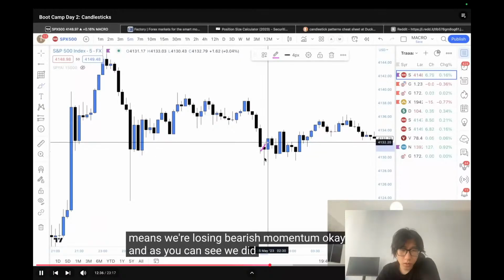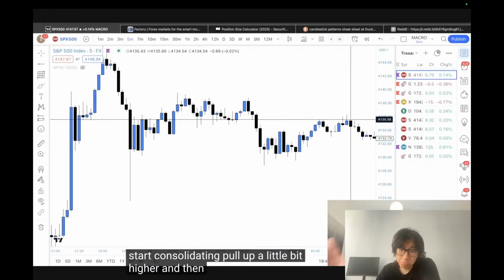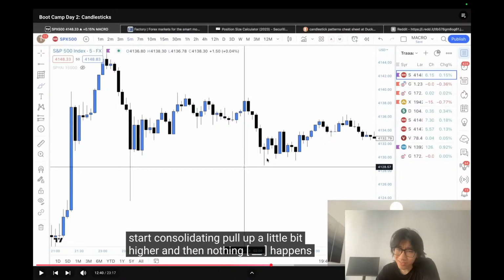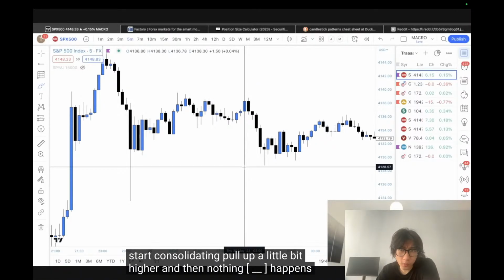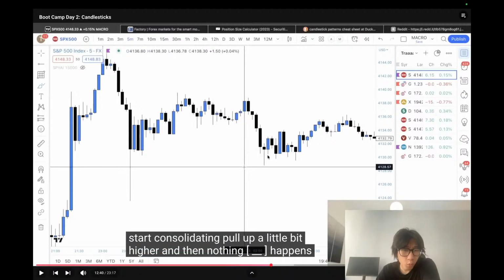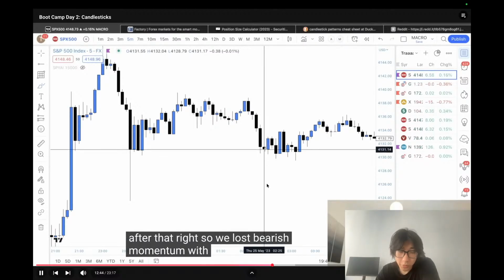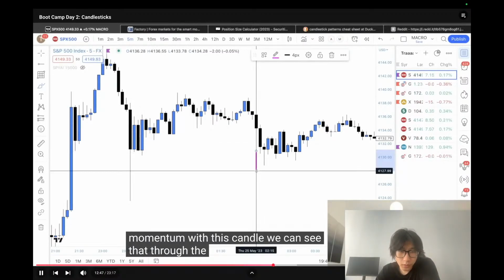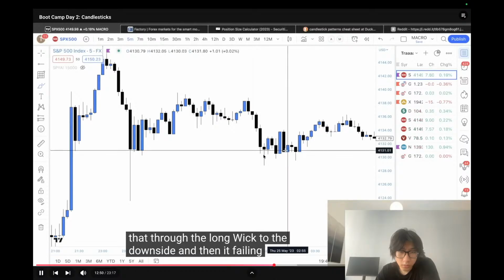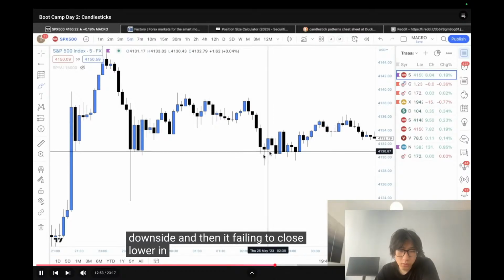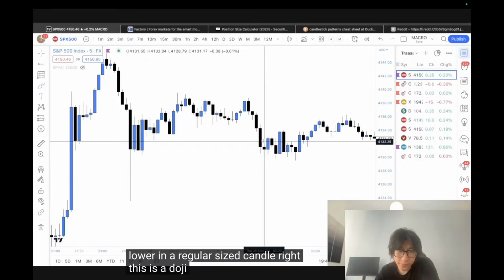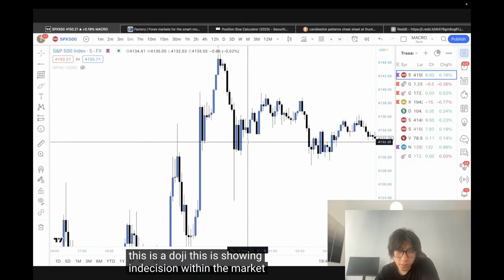Okay, and as you can see, we did lose it. We start consolidating, pull up a little bit higher, and then nothing happens. So that's really useful. You only use this one single candle to determine the consequences after that. Right, so we lost bearish momentum with this candle. We can see that through the long wick to the downside, and then it failing to close lower in a regular size candle, right? This is a doji. This is showing indecision within the market.